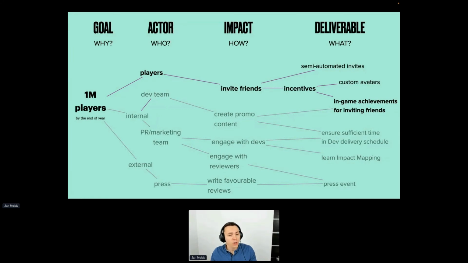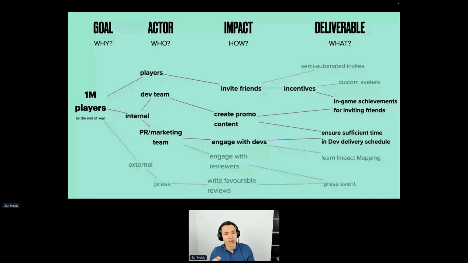And how would you know if you're progressing in the right direction? Again, you can measure the change in behavior, so the impact level metrics, those ones that are very easy to track. How many players invited their friends? How many people does a player typically invite, and so on. Those impact level indicators are something that you can use on a much shorter time scale than the goal to get to 1 million active players by the end of the year.